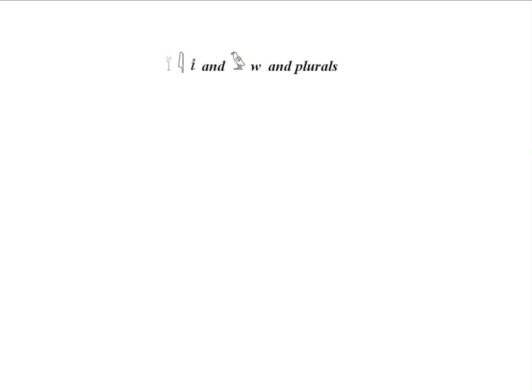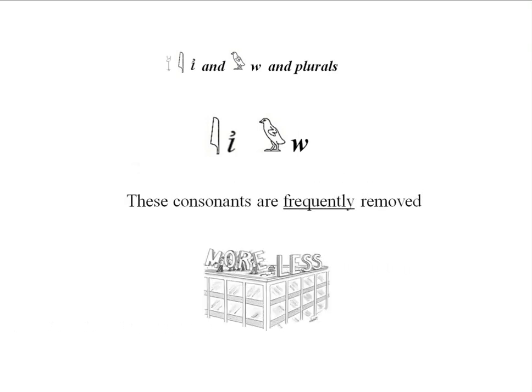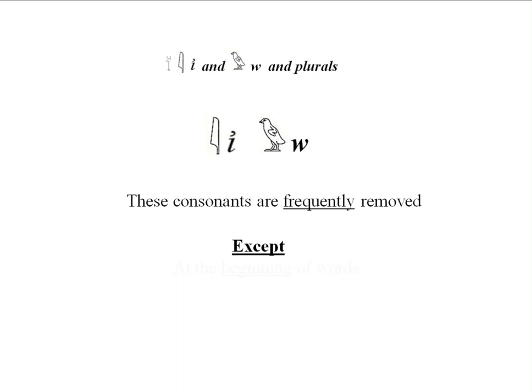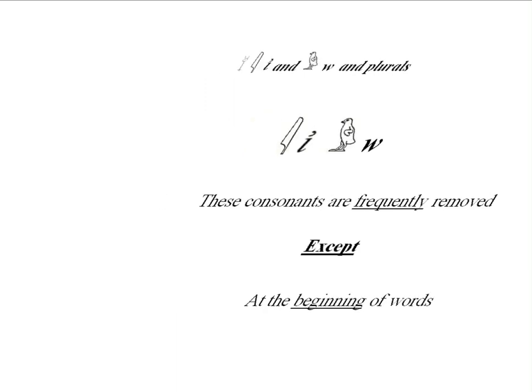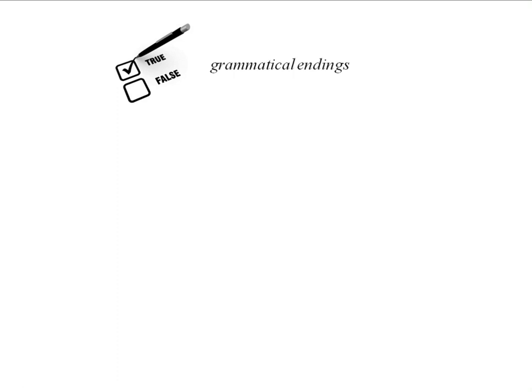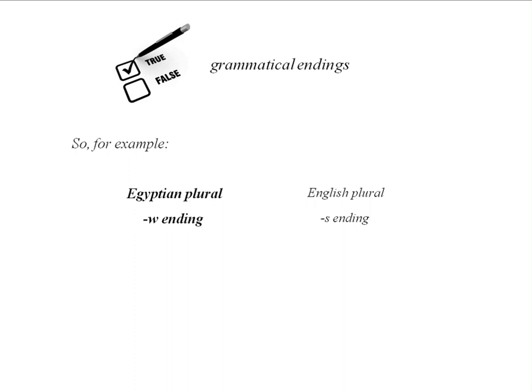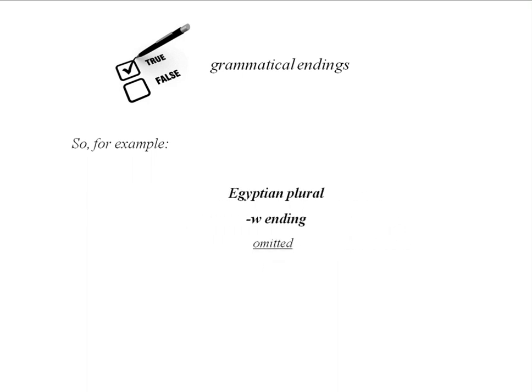I and U plurals. Hieroglyphic writing is quite economical. Along with vowels, the consonants I and U are often omitted in writing, except at the beginning of words. This is particularly true for grammatical endings. For example, the Egyptian plural is indicated by a U ending, just as it is typically indicated in English by the S, for bird, birds. This is sometimes fully written out, but more often the U is omitted.